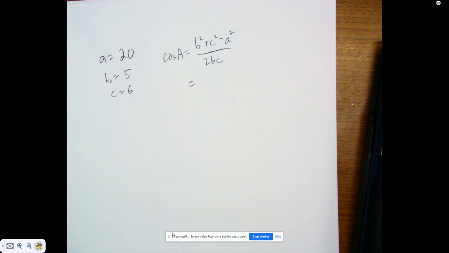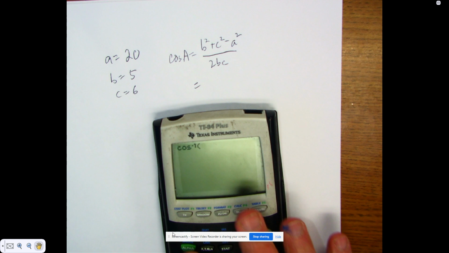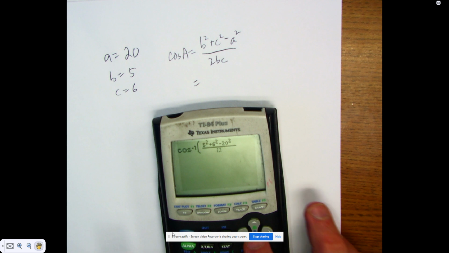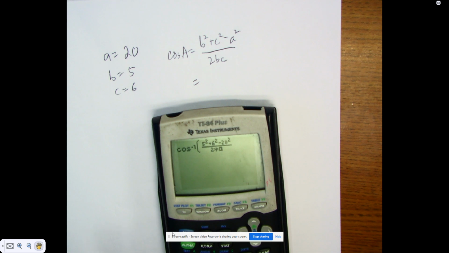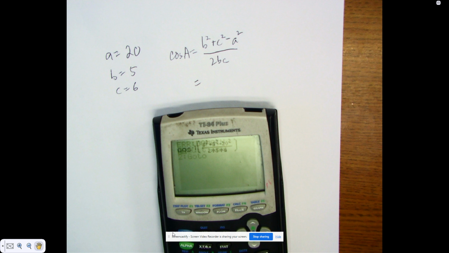Now, let's just get out the calculator right now and crank this out. So if I hit cosine inverse and I do B squared, so 5 squared plus 6 squared, so B squared plus C squared minus A squared over 2 times B times C. Now, let me just tell you that I am not checking my TikTok page or my Instagram account, and I'm here to tell you we're going to get an error here. Whoa! And so I better stop and think about why I would have gotten an error.